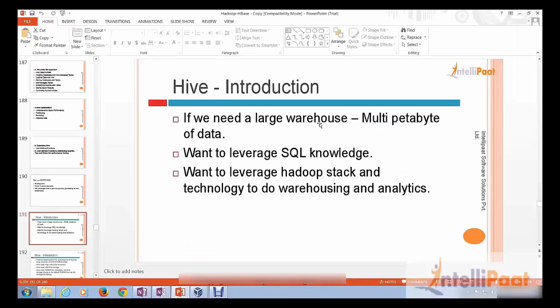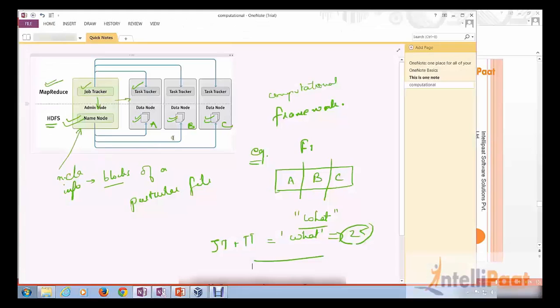What does Hive offer to you? Now, if you have a very large data set and you want to analyze the data, the first thing you would do is, suppose this is a very large file called F1. Now your boss comes in and says, find out all the people who have spent more than $5,000 from this file.